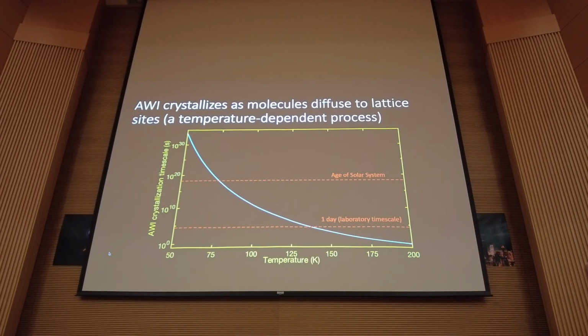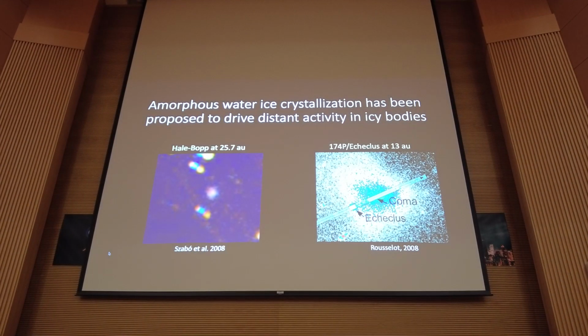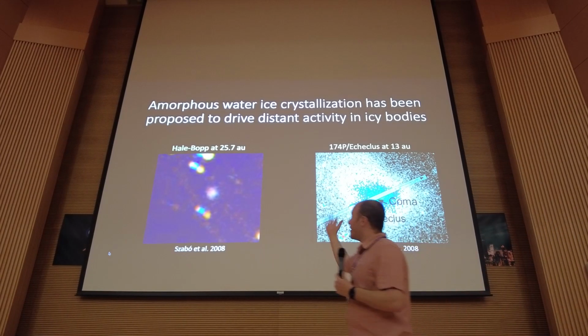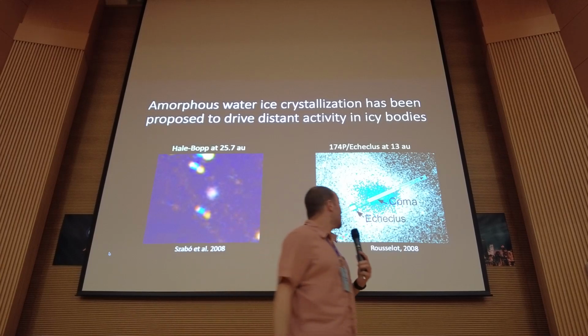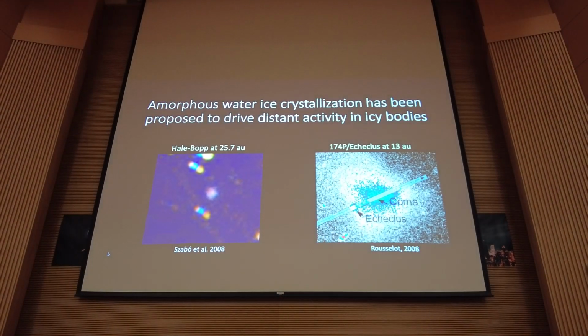It happens fast enough for us to see it, but if you're below about 80 Kelvin, you're stable over the age of the solar system. So we think that if amorphous water ice can survive and get placed into the reservoirs, it can survive to the present day. And so because of this, amorphous water ice has been proposed to drive activity in distant icy bodies, either held up at 25 plus AU, or Echeclus, the Centaur at 13 AU, which had a massive event.